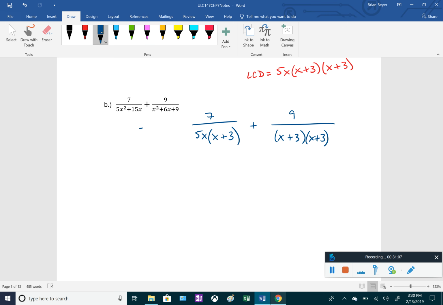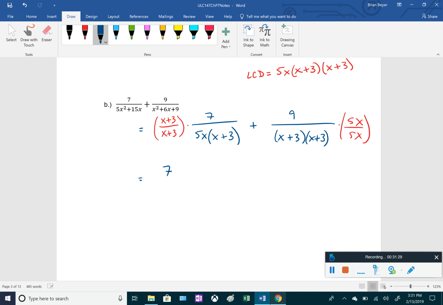So what we need to do is rewrite both of those so they have that denominator. So we need to multiply the first one. It's only missing the x plus 3. So we have to multiply by x plus 3 over x plus 3. We have to multiply the second one by 5x over 5x, because that's all that one's missing.